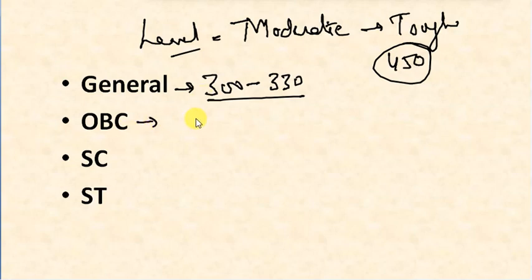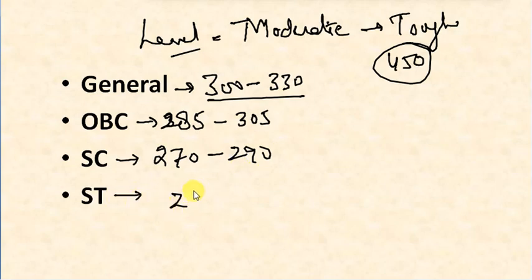For the OBC category, the expected cutoff will lie between 285 and 305. For the SC category, the cutoff will be 270 to 290. For the ST category, it will be 230 to 250, or somehow 260 marks. These are the expected cutoff ranges according to my analysis of the paper. It may vary by 4 or 5 marks plus or minus, which is acceptable. But I can assure you that the cutoff mostly lies in this range, around 300 to 330 marks for the general category.